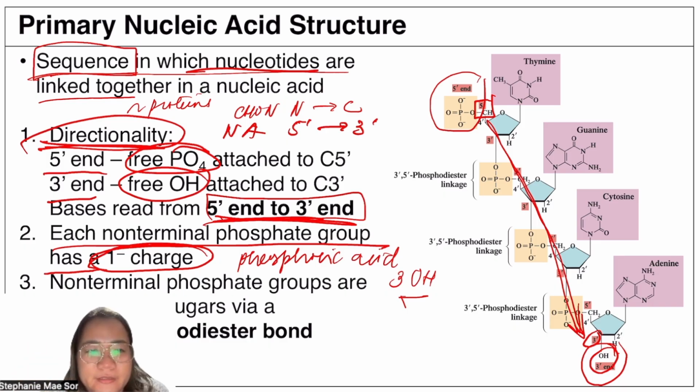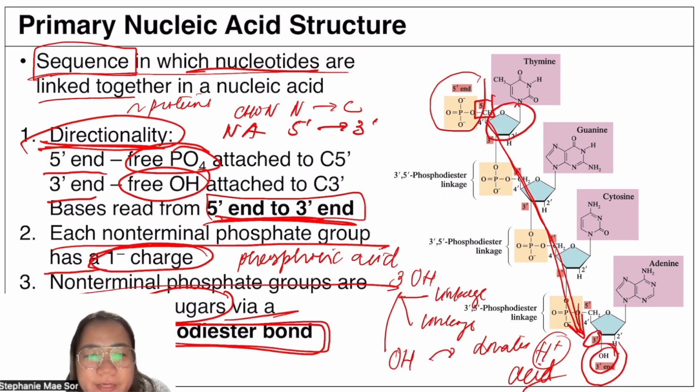Okay? Next. The non-terminal phosphate groups are bonded to sugars via 3', 5' phosphodiester bond. So, anong ibig sabihin nun? Here is a ribose molecule. Here is a phosphate. So sabi niya, meron tayong 5' phosphodiester bond. That's not 4. So, 3', 5' phosphodiester bond.